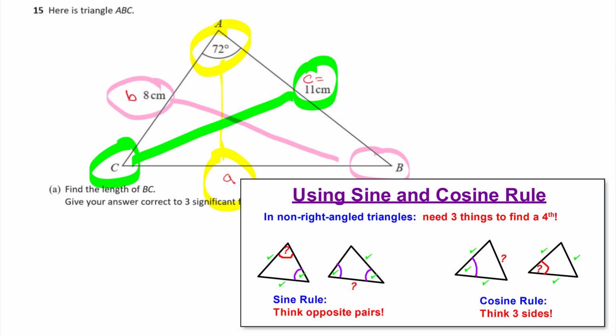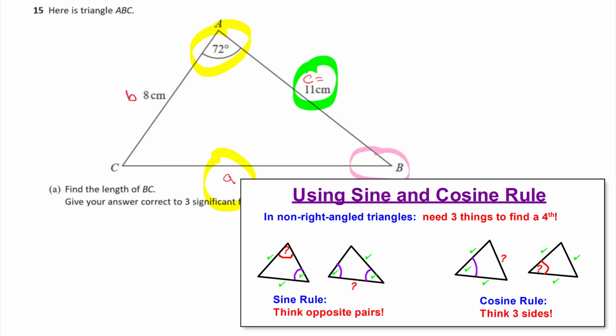Okay, so it's not the sine rule, so hopefully it's going to be the cosine rule then. Now the thing about the cosine rule I try to remember is the cosine rule is about 3 sides. Either you've been given all 3 sides and you want an angle, or you've been given 2 sides and an angle and you want the 3rd side. Now that is what we've got going on here, isn't it? I've got 2 sides and the included angle, and I want the 3rd side. So this is a clear case of using the cosine rule.